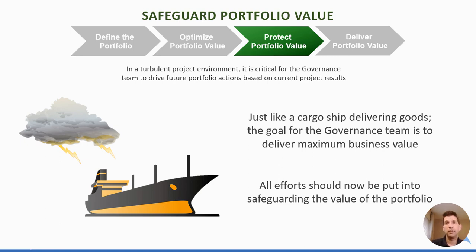So safeguarding portfolio value can be likened to a cargo ship, which has cargo. Cargo itself has inherent value, but the value is not delivered until the goods are delivered. So we want to make sure that we can deliver the goods with our project investments. And just like a ship, there's going to be storms. And in the midst of that stormy environment, which I've encountered at practically every company I've ever worked at, senior leadership has a responsibility to protect those project investments. That's what we're talking about.